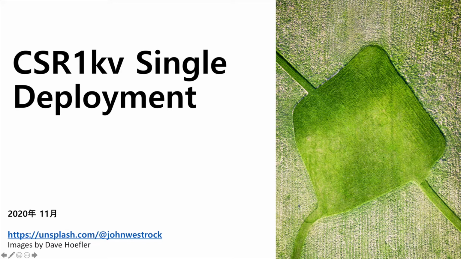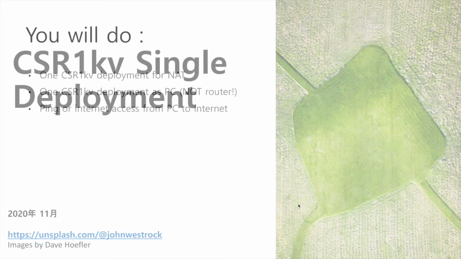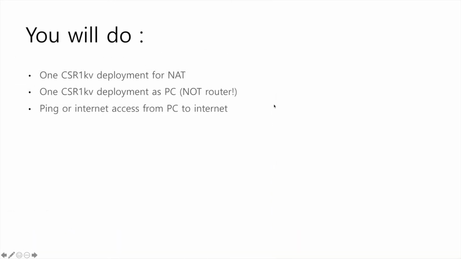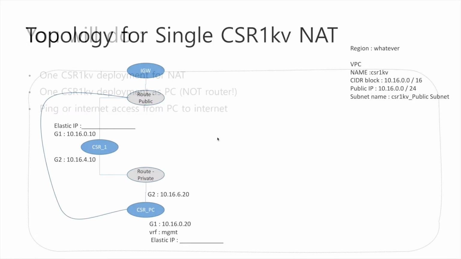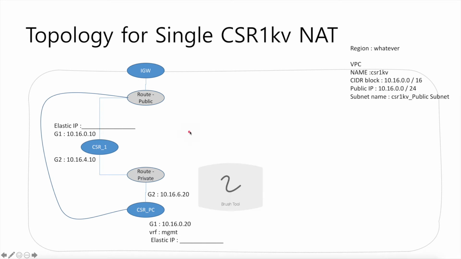Today I will deploy CSR1kv for NAT from scratch. First thing, I will deploy one CSR1kv for NAT. The other CSR1kv is deployed as a PC for the ping test. Even though there are two CSR1kv, NAT will actually be done by just one CSR1kv. Okay, this is a very simple topology.